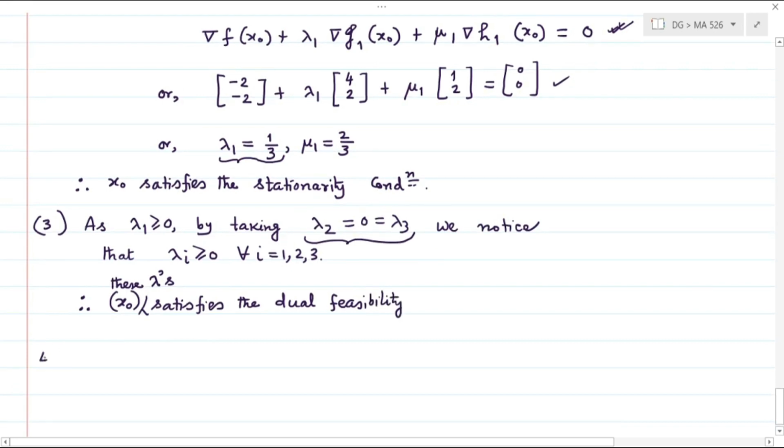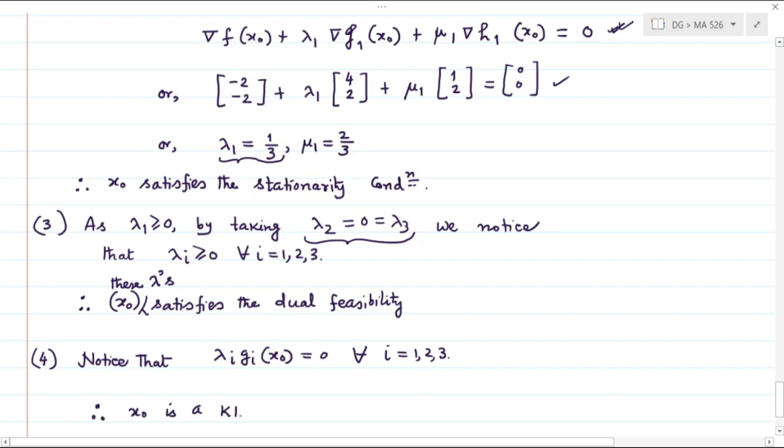Now let us check the fourth condition, which is very trivial. Notice that lambda i times g i of x naught is equal to 0 for all i equal to 1, 2. Please check this. Don't just blindly say that notice this is happening, and then declare that the point x naught is a KKT point. Fine.